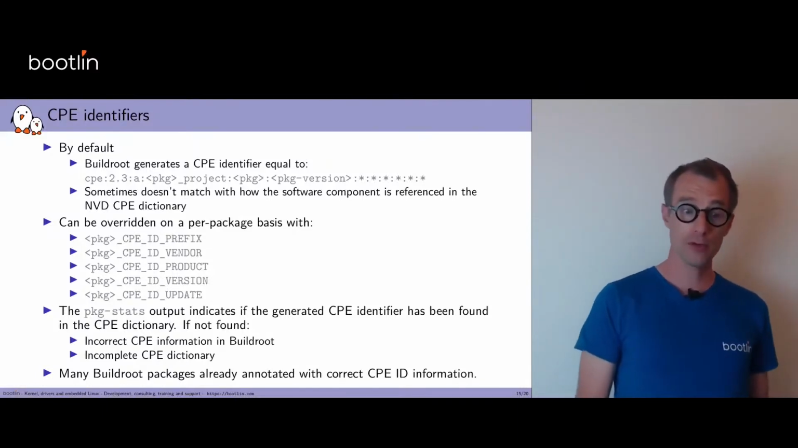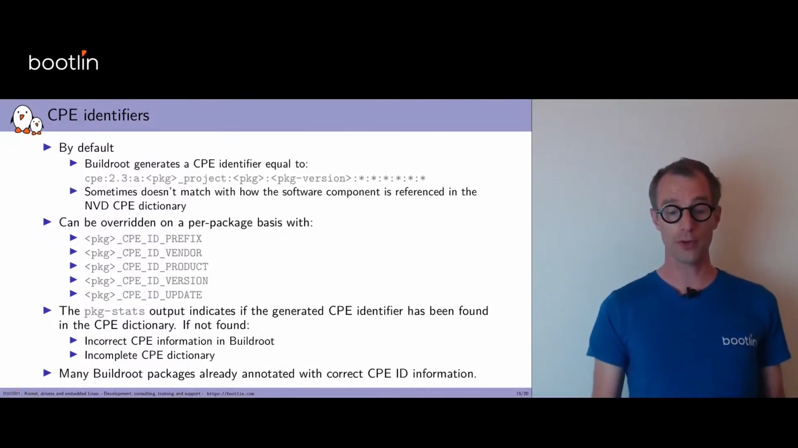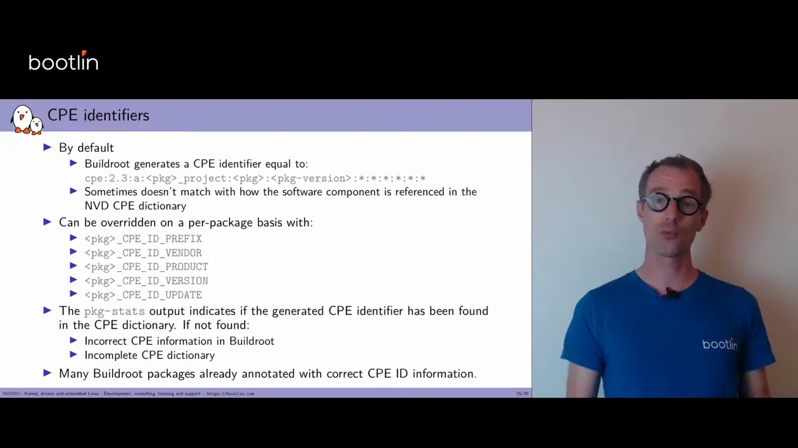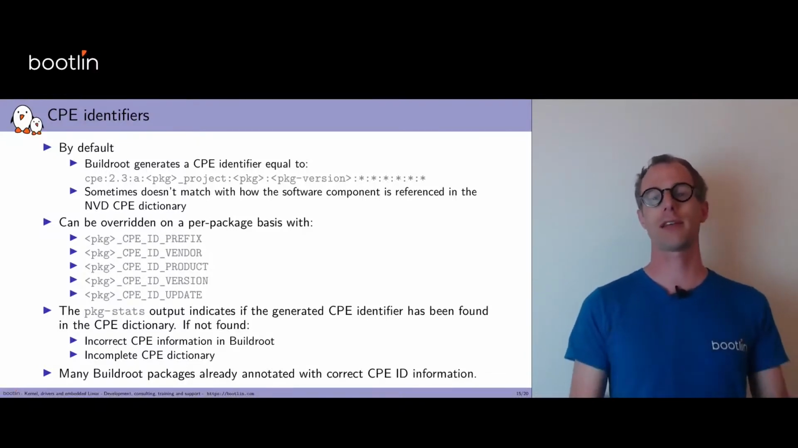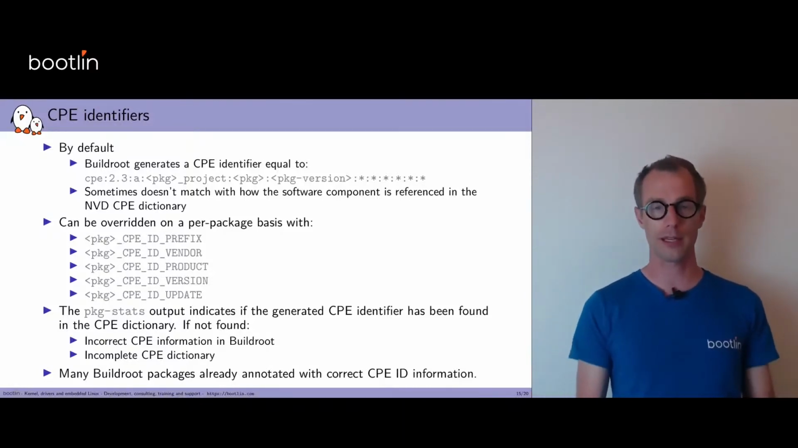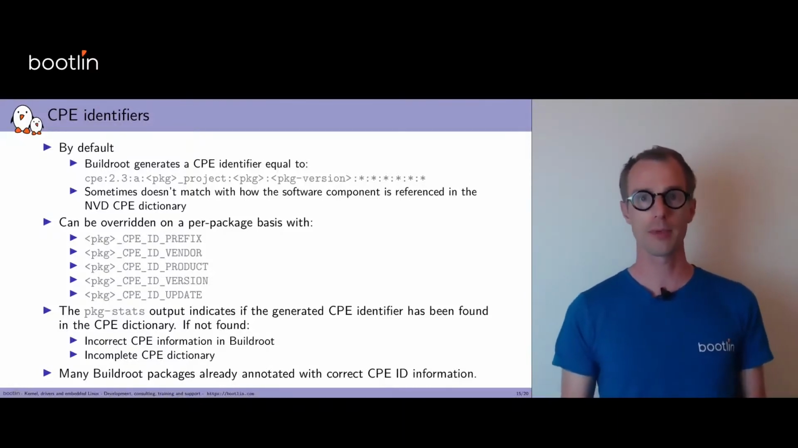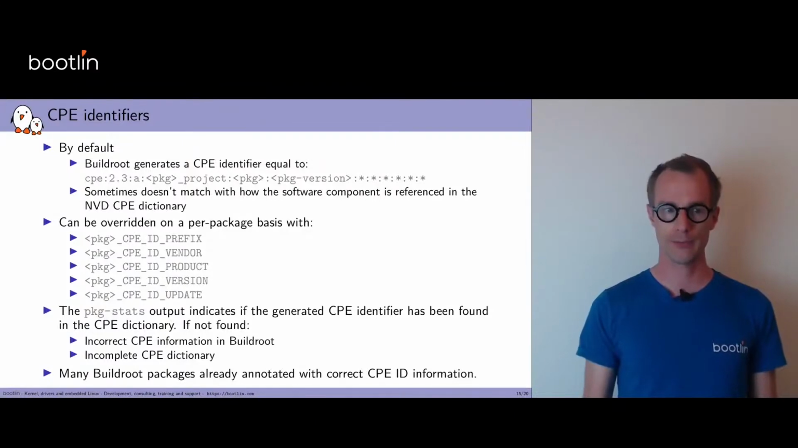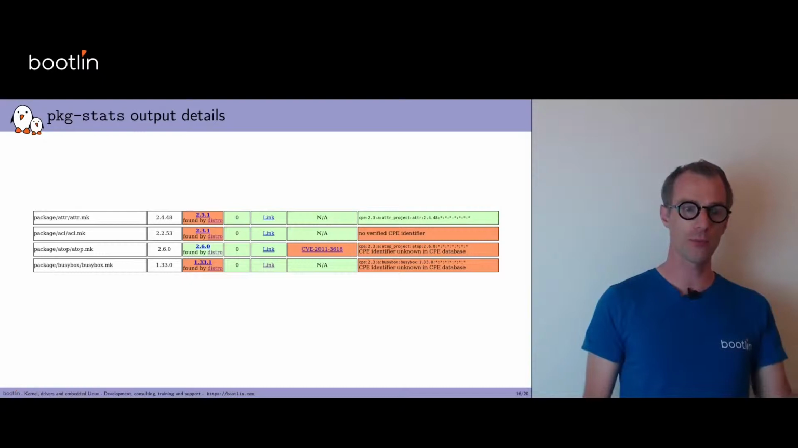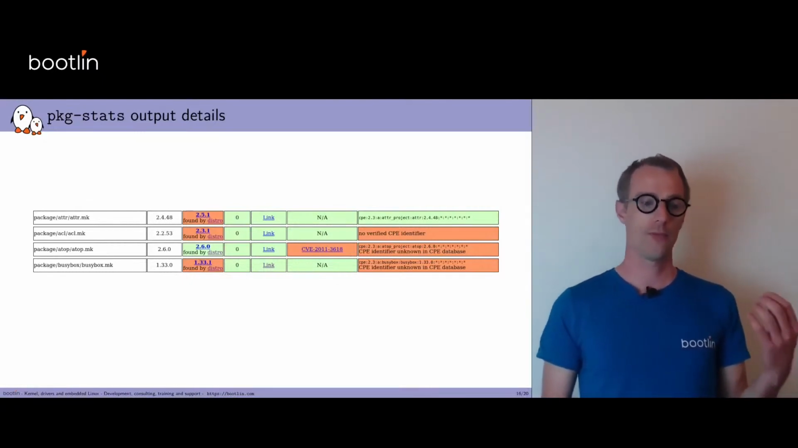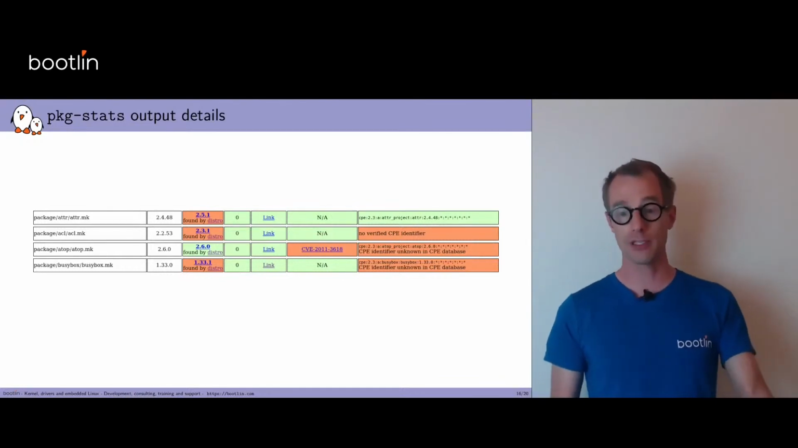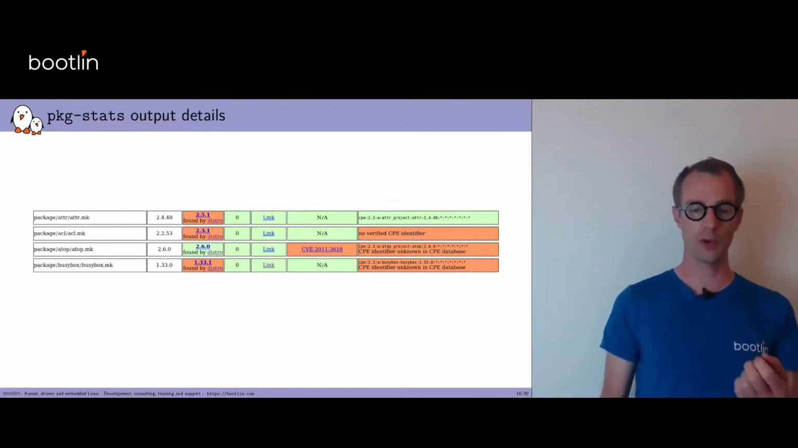Over the past months, we have been doing a lot of effort in introducing the CPE identification information to Buildroot packages to make sure that it is as accurate as possible, but there is a lot more work that remains to be done in that area by introducing more CPE metadata to Buildroot packages. So if we look more precisely at 4 examples from the previous Pkg-stats output, for the ATTR package, ACL package, ATOP package, and BusyBox package, it will give the following details.